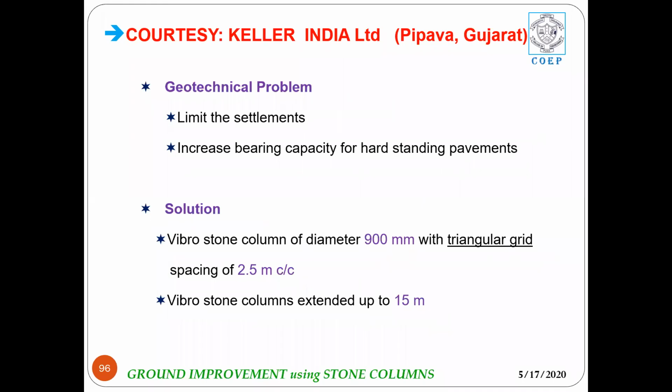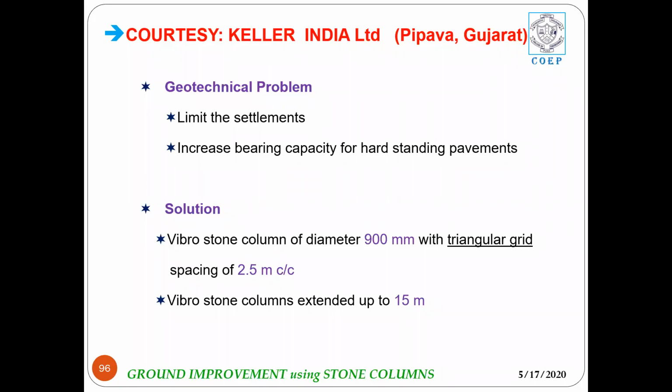The geotechnical problem that was given by the client to Keller was to improve the strength and limit the settlements, because that was a port and a lot of heavy container traffic will be using that particular area and the entire site. So pavements, etc., and the structures that were going to come up in the region or the area of Pipavav port. So they wanted the bearing capacity to be improved, and settlement minimization wherever the structures were going to come up.